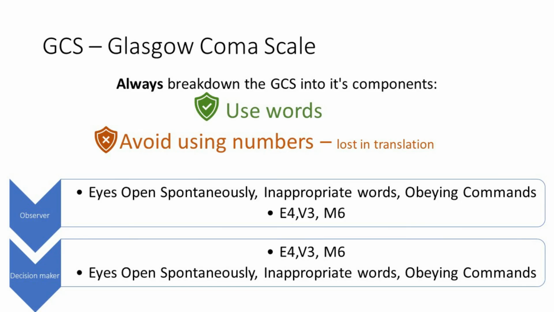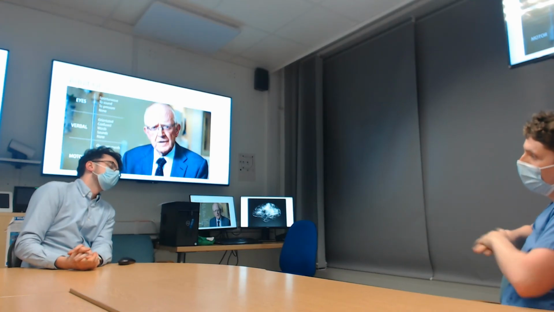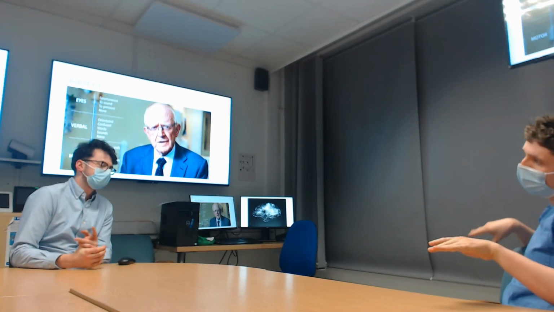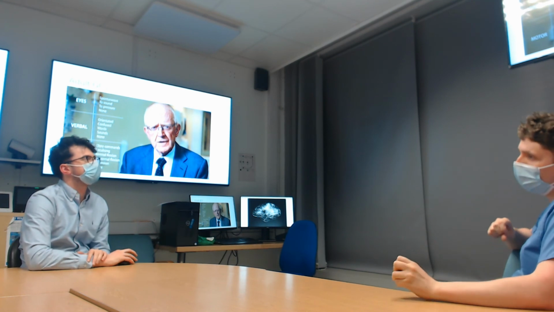There's always going to be human error, and communicating that happens both ways. Whoever's seeing the patient interprets it and then converts that into a number, and the person receiving that number then has to convert it into the actual reality of what's happening. Why waste that double conversion when you can communicate what's happening to the patient on the ground level?